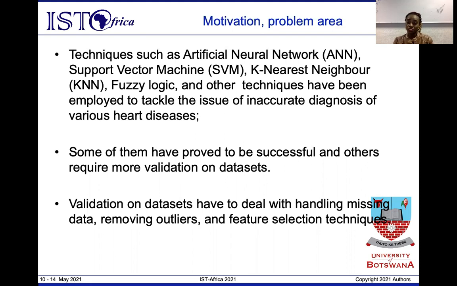And when I mean validation on the data set, I mean how they were able to handle missing values, were they able to address the issue of outliers, were they able to address overfitting, did they address feature selection, which are some of the validations on the data set.